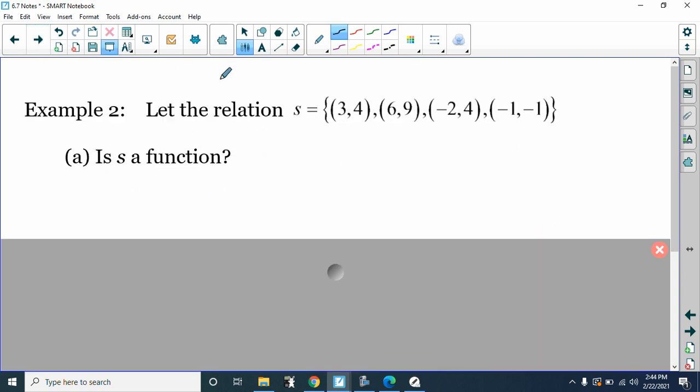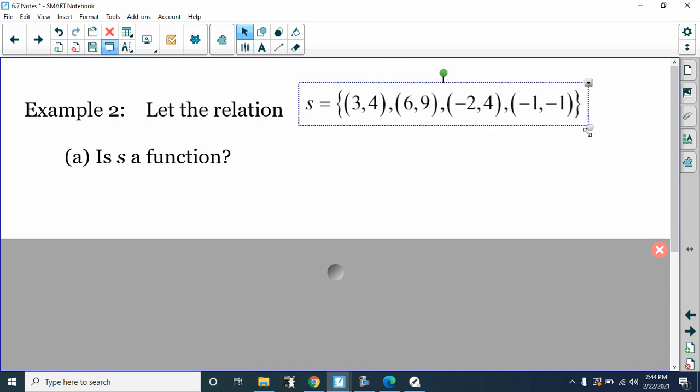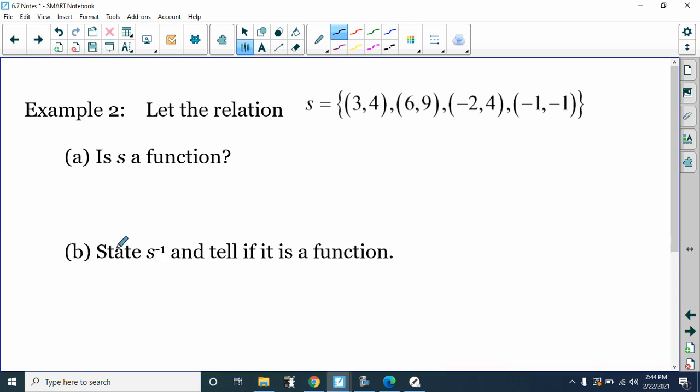So to find an inverse relation, if we have points here, part A just asks, is this a function? Yes, it's a function. Each x has its own y. Nothing new there. To find the inverse of this, we're just going to take the points, and as we said before, we just switch x and y. So we switch the x and the y value of each point.